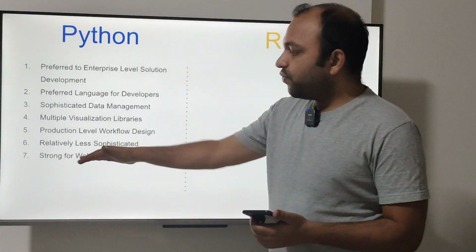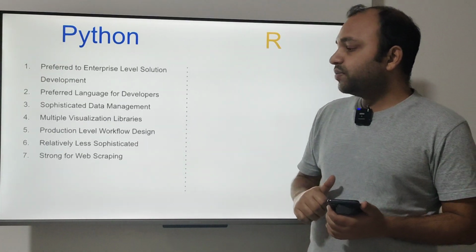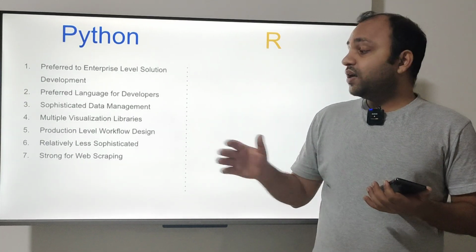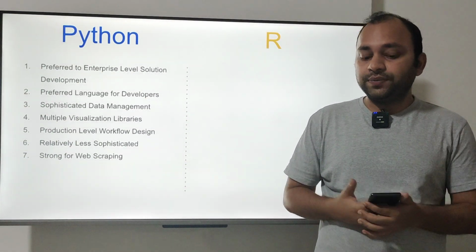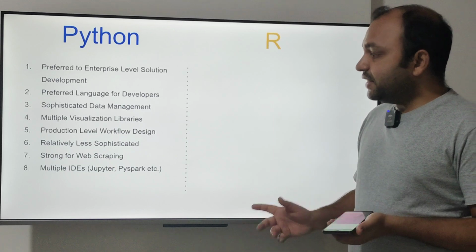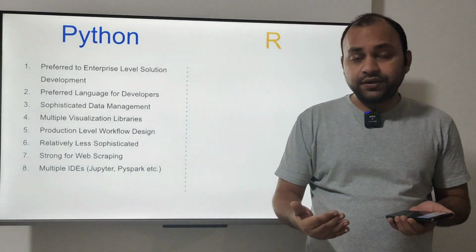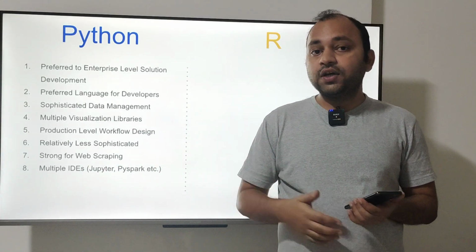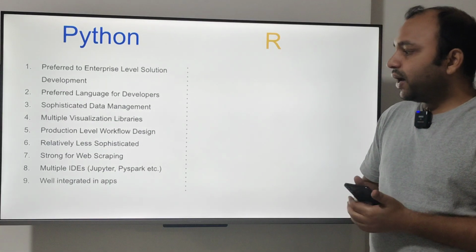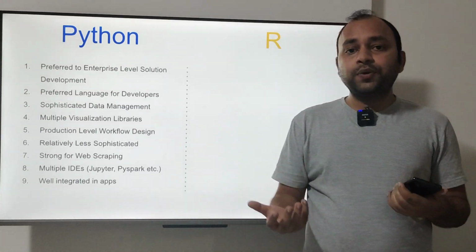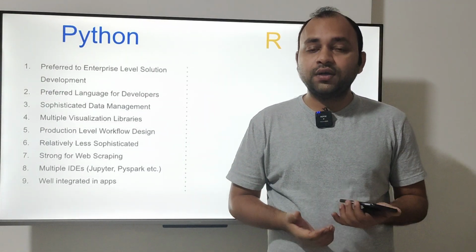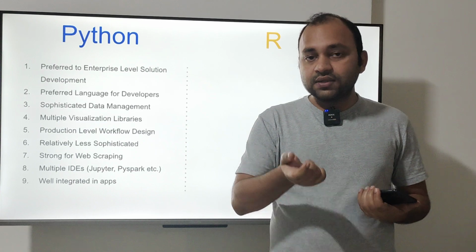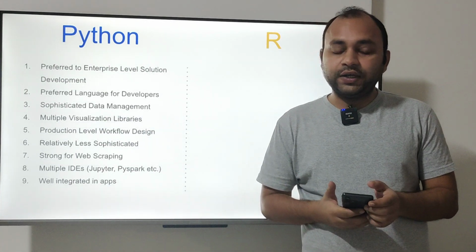After that, Python is strong for web scraping as compared to R, because you have sophisticated libraries, multiple libraries, with the help of which you can do web scraping. You have multiple IDEs like Jupyter, PySpark, and many others. These are the main two which I use, but you have many others in which you can do development for Python. Then it can be well integrated in apps or in other programming languages. For example, if you are using JavaScript, you can integrate it very easily for doing some specialized task which you can achieve with the help of Python as a programming language.